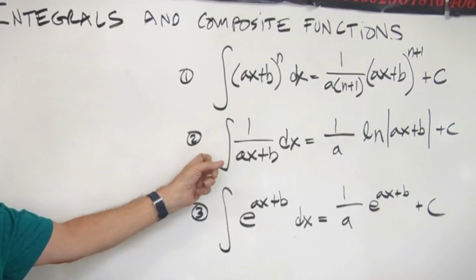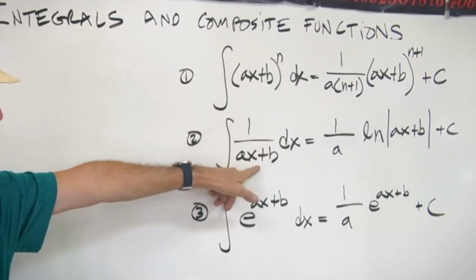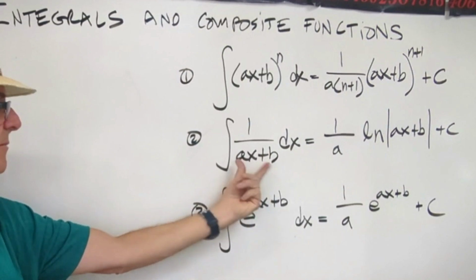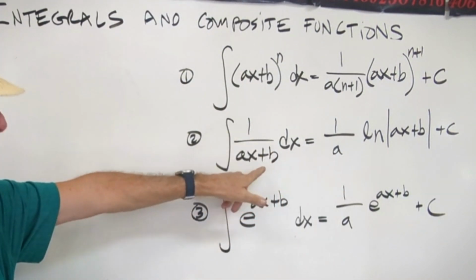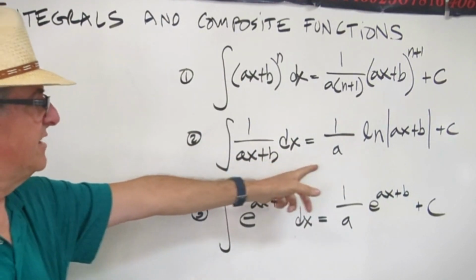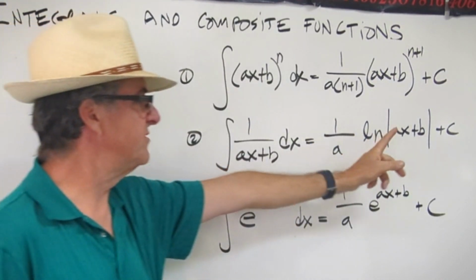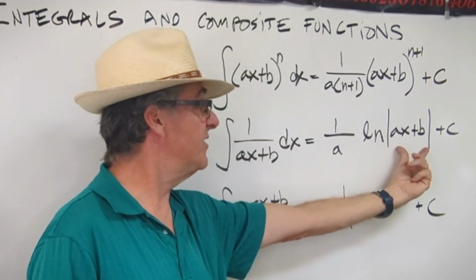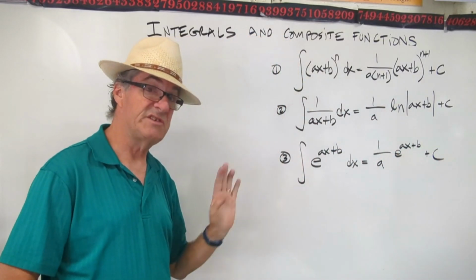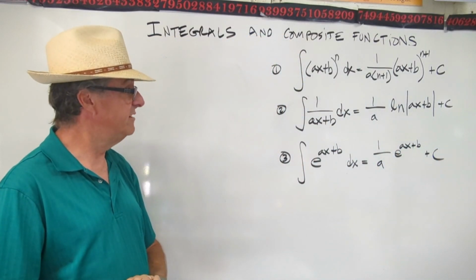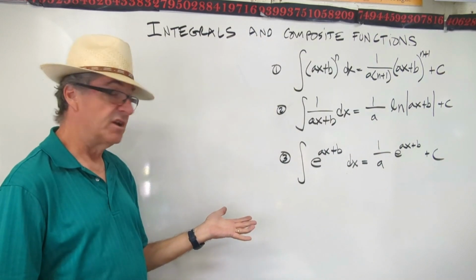Then here's the one when you're doing a 1 over your composite function. Remember, this is the form of that composite function here. So we have 1 over ax plus b dx. That's going to be 1 over a times the natural log of the absolute value of ax plus b, and of course plus c. So that looks really similar to the last rule we got. And then this one also is going to look similar.